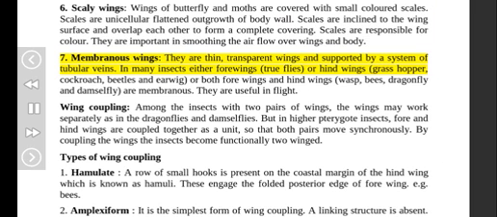7. Membranous wings. They are thin, transparent wings and supported by a system of tubular veins. In many insects either forewings, true flies, or hindwings, grasshopper, cockroach, beetles and earwig, or both forewings and hindwings, wasp, bees, dragonfly and damselfly, are membranous. They are useful in flight.